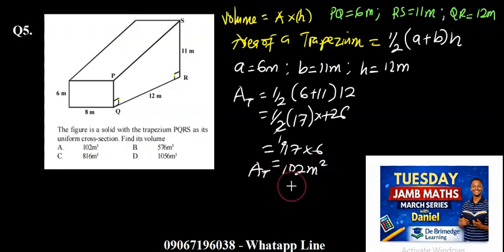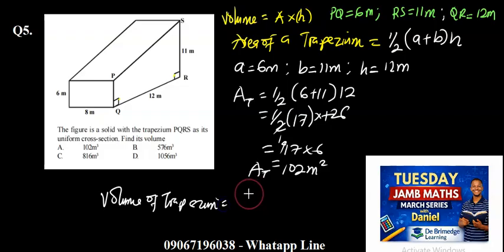So this is what we have as area, but we're looking for volume. The volume is going to be the area of the trapezium times the extension here. Remember, this trapezium extrudes by 8. It's an extrusion by 8, so we can call that the width. So that's going to give us 102 times 8.